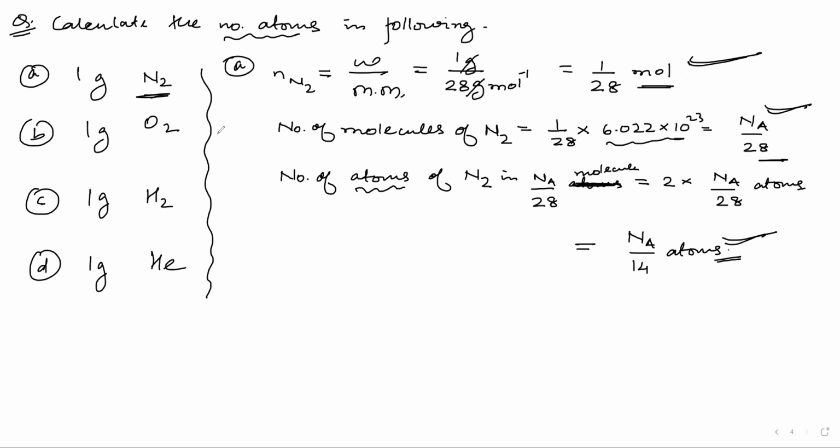Now you can do the same thing for the following: 1 gram of O2, 1 gram of H2, and 1 gram of helium. Remember, helium does not have a molecule. Helium is just an atom. You don't have to do the last part here. You will just end it with the molecules and atoms. It is the same thing for helium because helium has only one atom in that molecule. So can you do this for the rest of them? B, C, D. Yes, sir. Okay, please start.